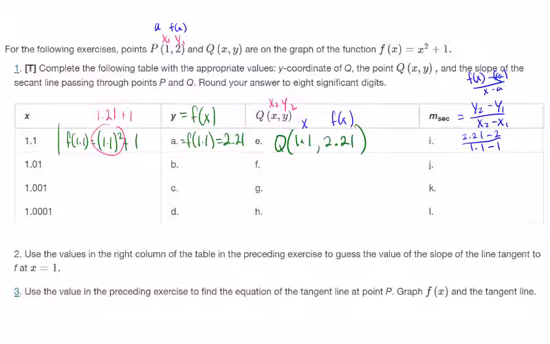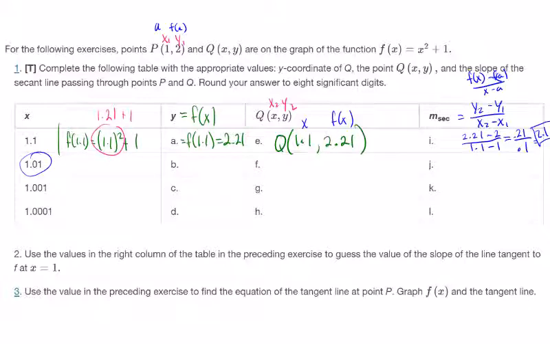All right, so then we just do the math here. 2.21 minus 2 is going to be 0.21. 1.1 minus 1 is 0.1. And so 0.21 over 0.1 is 2.1. All right, so that's the slope of the secant line here. Okay, and then we can keep going down the list and keep finding these.